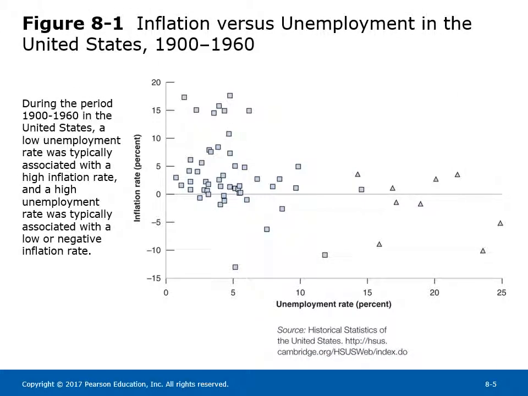Figure 8-1 shows the relationship between inflation and unemployment in the United States for the years 1900 to 1960. During the period 1900 to 1960 in the United States, a low unemployment rate was typically associated with a high inflation rate, and a high unemployment rate was typically associated with a low or negative inflation rate.